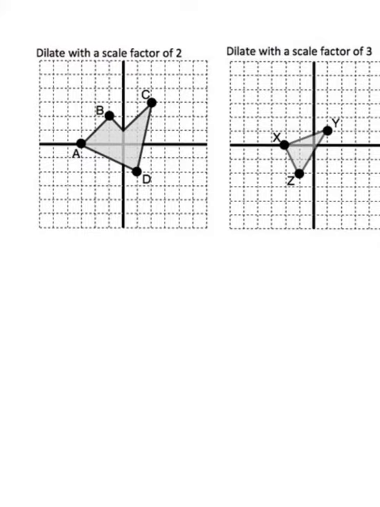So we're going to look at this first example where we are dilating by a scale factor of 2. What I like to do first is go through and identify each of my coordinates. So point A is at -3, 0, because if we're starting at the origin, we're moving 3 units to the left, so that's a -3, and 0 units up and down. Point B is at -1, +2, because we're going 1 to the left and up 2.